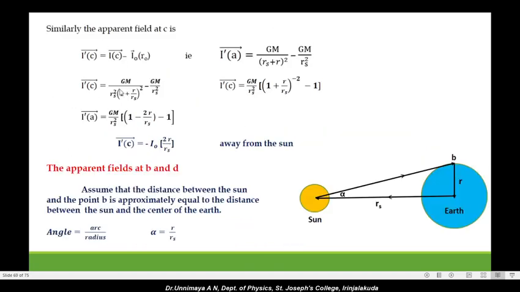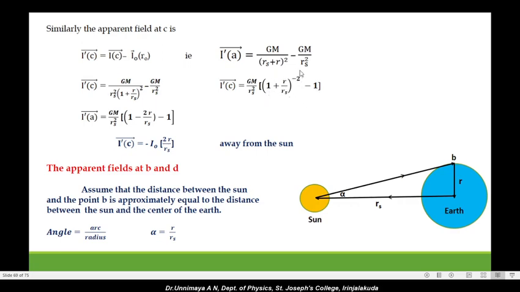So I of C can be represented as GM by RS plus R the whole square minus I0, which is GM by RS square. So ഇവിടെ I prime C ആണ്, തെറ്റിപ്പോയി. I prime C is equal to GM by RS plus R the whole square minus GM by RS square. So rearrange ചെയ്യുക. മുൻപ് ചെയ്ത same rearrangement തന്നെ. I prime C will be equal to take RS square outside. So GM by RS square into 1 plus R by RS the whole square minus GM by RS square. Take GM by RS square outside. Then GM by RS square into bracket 1 plus R by RS raised to minus 2 minus 1.